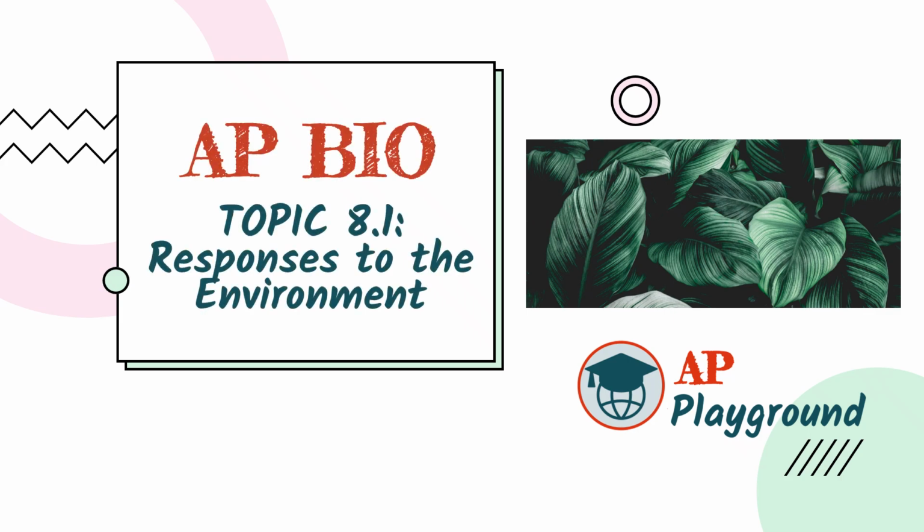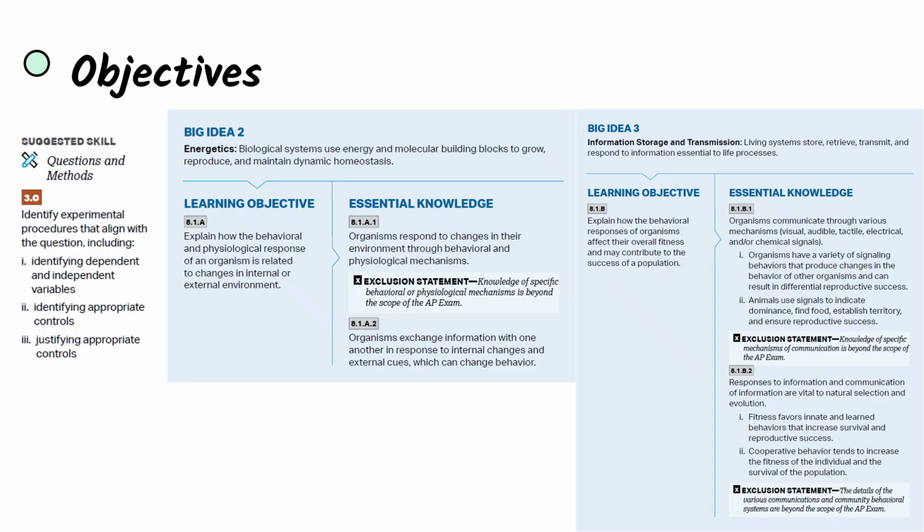Today we're covering topic 8.1, Responses to the Environment. We're starting off Unit 8 by explaining how the behavioral and physiological response of an organism is related to changes in the internal or external environment. So essentially the different kinds of behavioral responses that organisms can have and how they contribute to the success of a population and also what they're in response to.